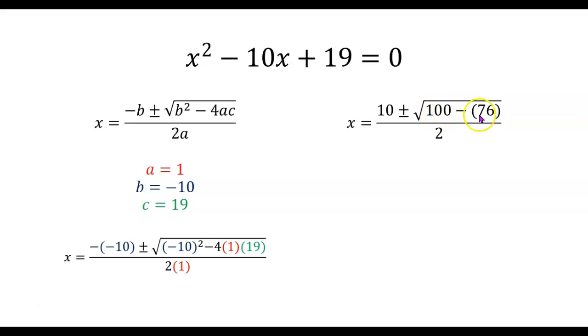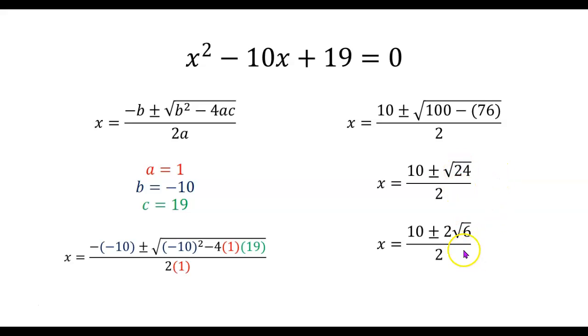Now let's finish simplifying under the radical sign. If we go ahead and subtract 100 minus 76, we get 24. Now 24 is not a perfect square. The square root of 24 is not a nice whole number, but we can simplify this. We can break 24 up into 4 times 6, and then the square root of 4 would be 2, and the square root of 6 would just be the square root of 6. So we talked about that back in chapter 10, how to simplify something like this. So this simplifies to 2 times the square root of 6.